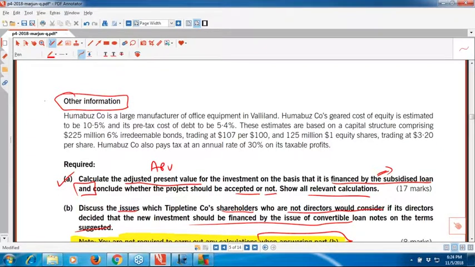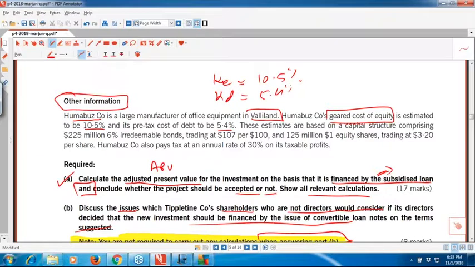So if I talk about this other information part, it says Huma Bus Company is a large manufacturer of office equipment in Valleyland. Huma Bus geared cost of equity is estimated to be 10.5% and its pre-tax cost of debt, which is KD, is 5.4%. These estimates are based on a capital structure comprising 225 million 6% irredeemable bonds trading at 107 and 125 million equity shares trading at this index. Huma Bus also pays tax at 30% of its taxable profit.